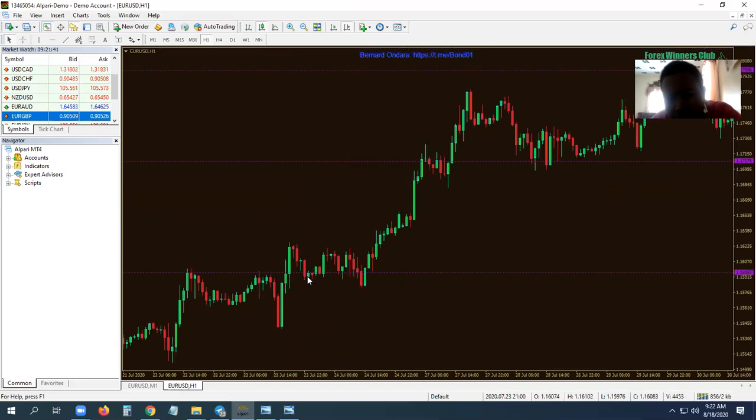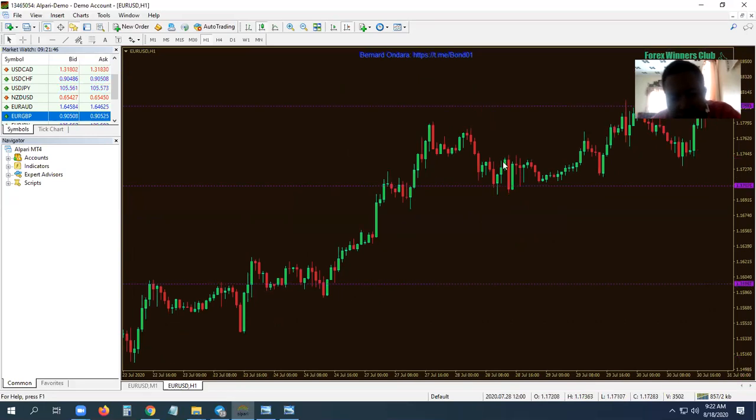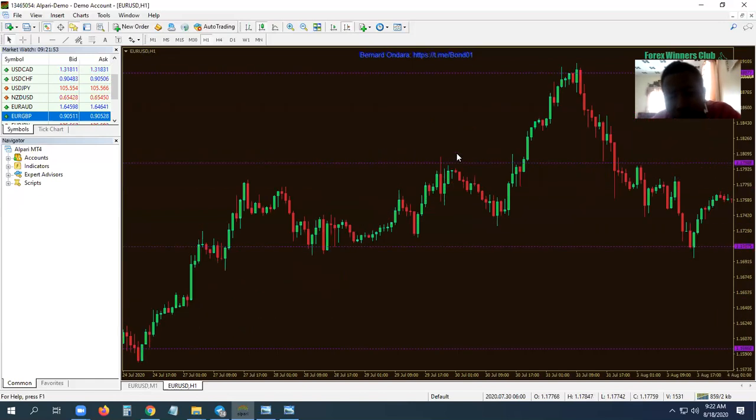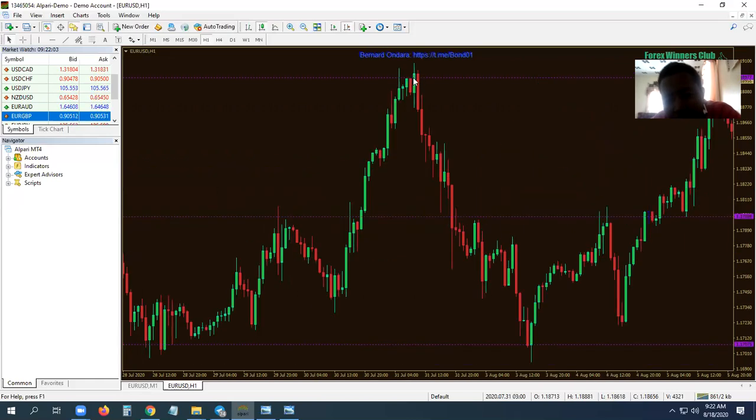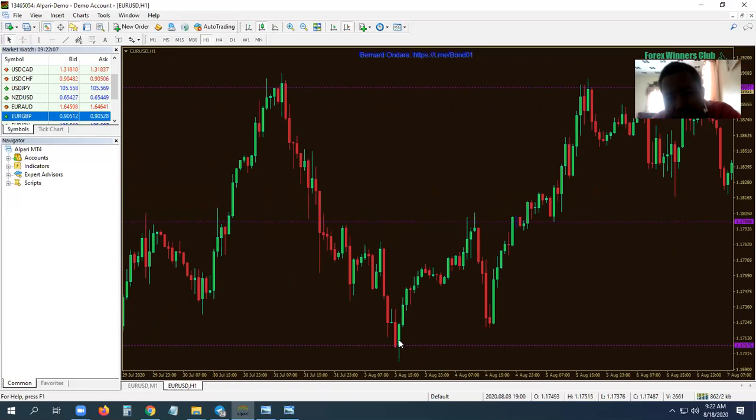Market comes back to support, gives you bullish engulfing, goes up. Market comes back to support, gives you something that looks like a hammer or a piercing line, goes up. It goes to resistance here, gives you a tiny bearish engulfing or an inverted hammer, hanging man actually, goes down. Market goes to resistance, gives you bearish engulfing, goes down. Market goes to support, gives you piercing line, goes up.